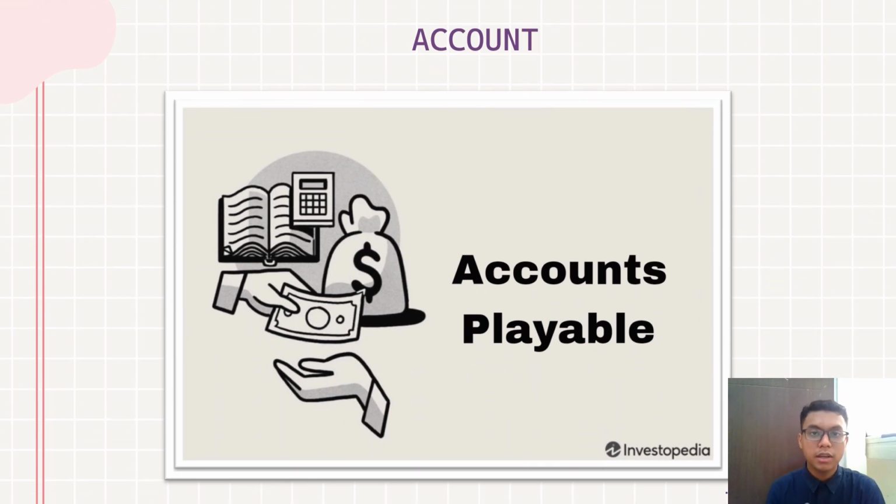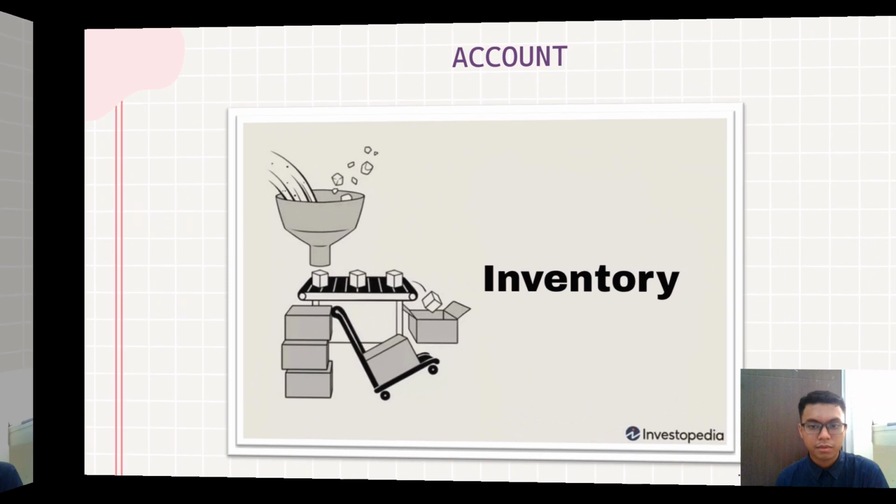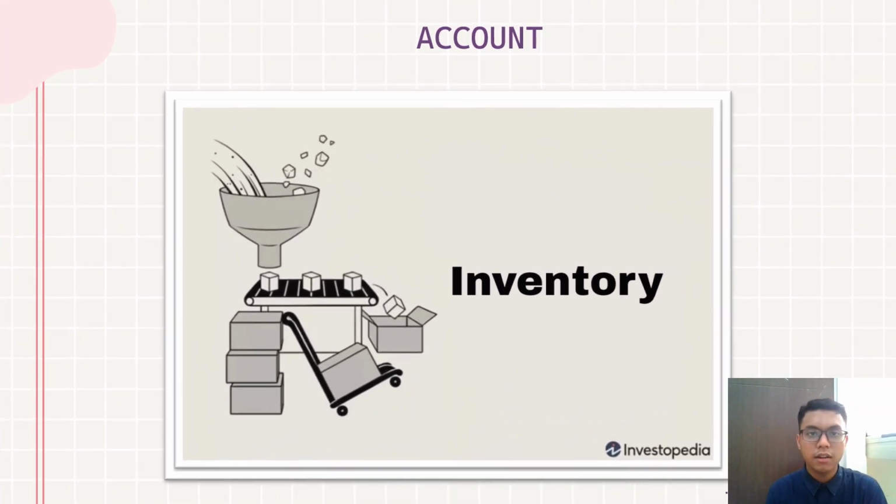Fifth, accounts payable. Accounts payable refers to an account within the general ledger that represents a company's obligation to pay off a short-term debt to its creditors or suppliers. Sixth, inventory. All the raw materials, work in progress, and goods available for sale that the company owns.